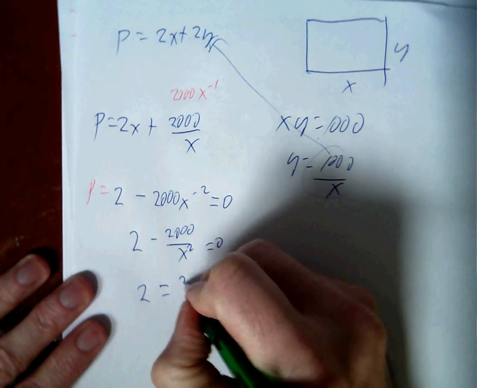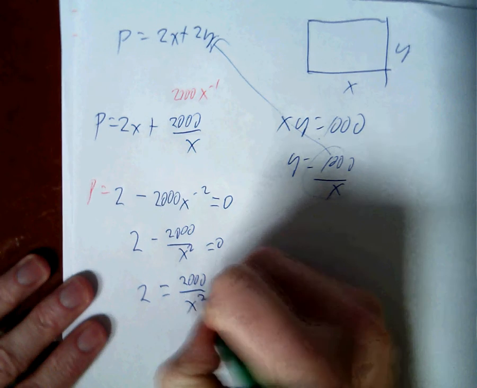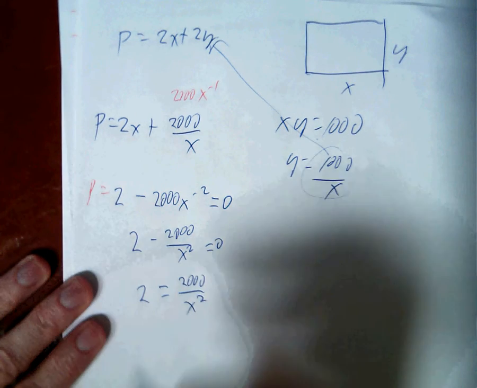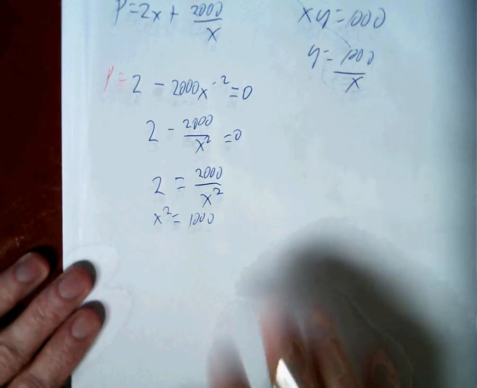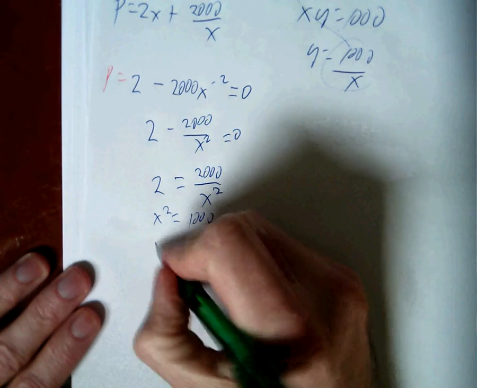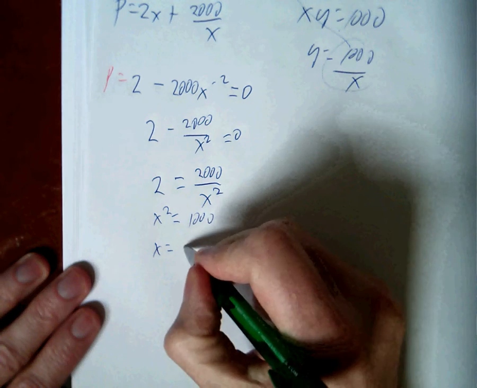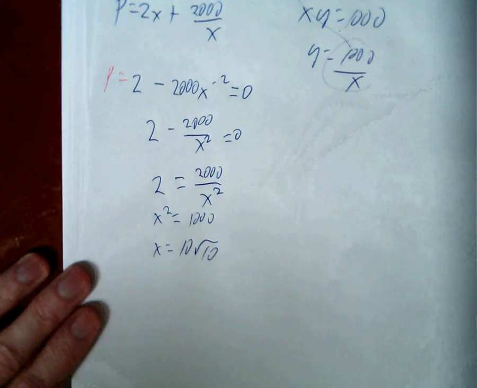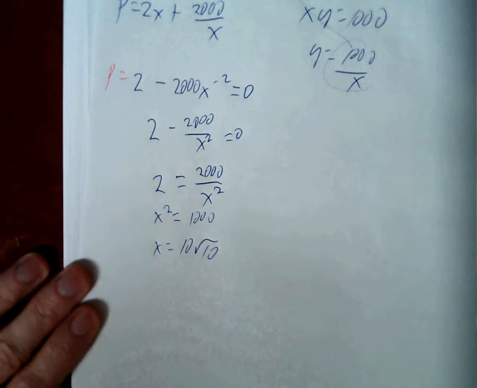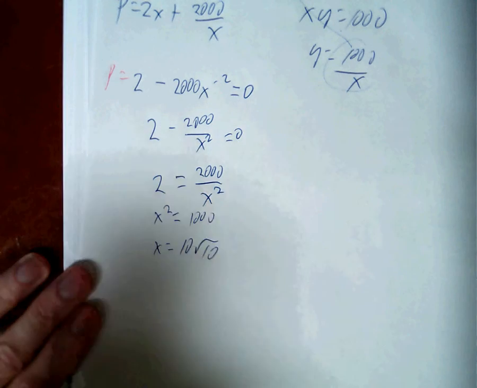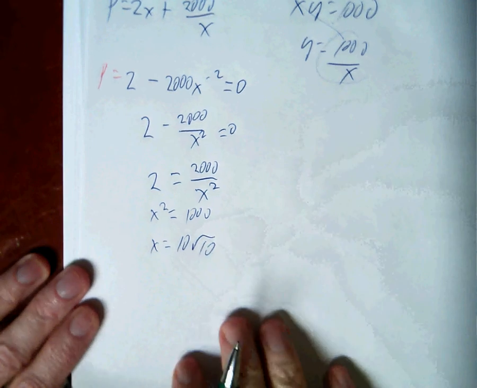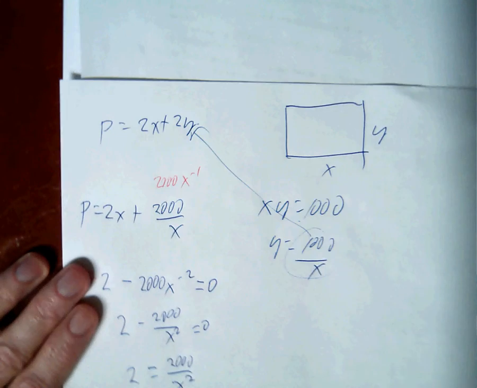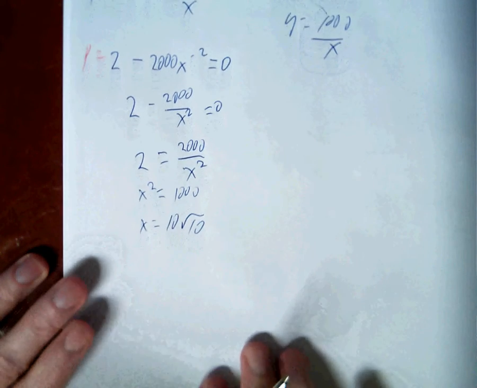2 is equal to 2,000 over x squared. And I got x squared is equal to 1,000. And this gives me x is equal to the square root of that, which is 10 square root of 10. Now, normally, if you're just solving regular equations, when you take the square root of both sides, you need plus or minus. But we're dealing with real life situations, and you don't get a negative length, so we don't worry about the negative part.